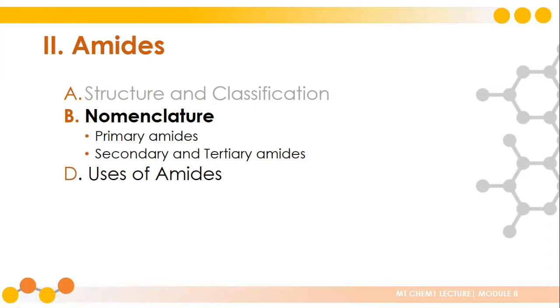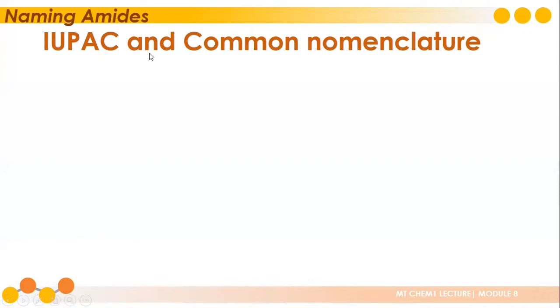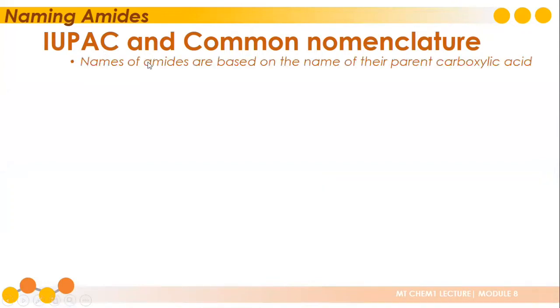Again, all you need to remember here is that amides are a derivative of carboxylic acid wherein the OH from the COOH of carboxylic acid is replaced by an amino group, which is NH2 if it's unsubstituted. Let's now proceed with the nomenclature, or the naming, of amides. We have here both the IUPAC and common nomenclature of amides.